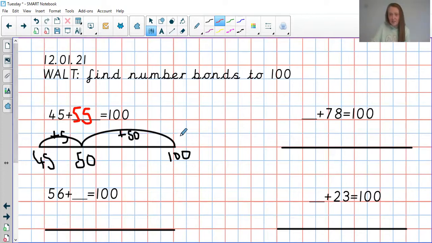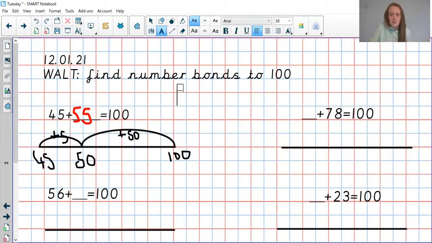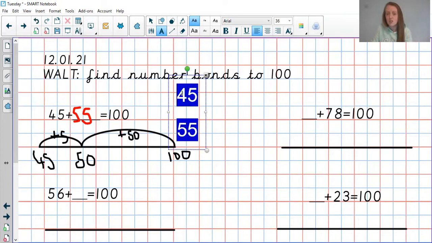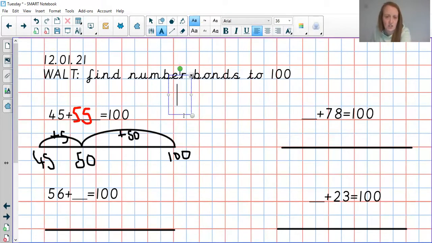If I wanted to check that, if I wanted to make sure I was right, what I could do here, if I get a text button here, it might be easier, is 45 add 55. I could use my column addition to double check. So 5 and 5 is 10. So I would put my 0 down underneath, carry over a 1. 4 and 5 is 9, add on the 1, makes 10. So I've got 100. So you could use your column addition to double check it if you wanted to, but you don't need to do that for today's lesson.